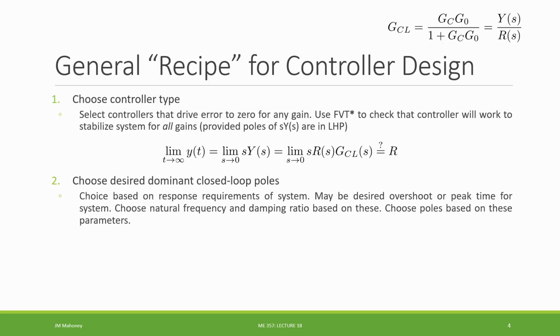And then if we know the natural frequency and the damping ratio we want our closed loop system to have, well, then we can choose the poles based on those parameters, because we know the poles for a second order system are going to be related to the natural frequency and the damping ratio in this way, if it's an underdamped system, which is what we are usually going to be designing towards.